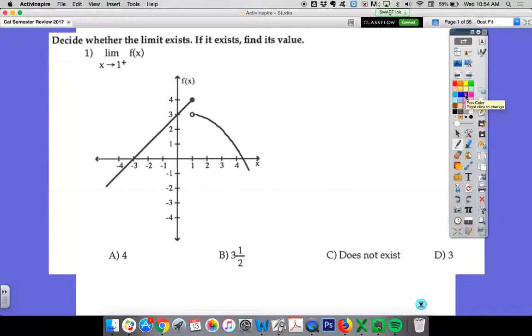So decide whether or not the limit exists. If it exists, find the value. Do y'all remember how to do this? Okay. Well, you explained it a little. You talked to us about that.